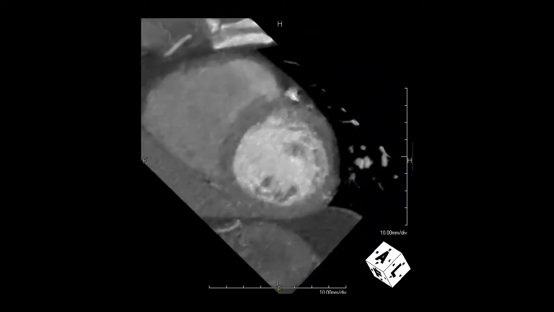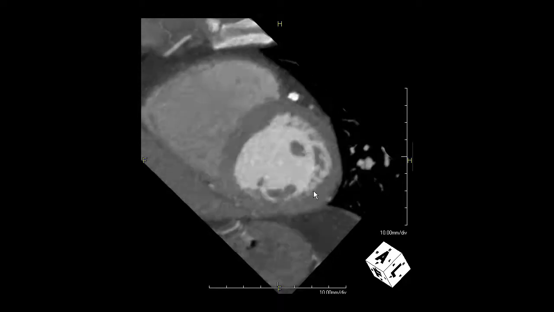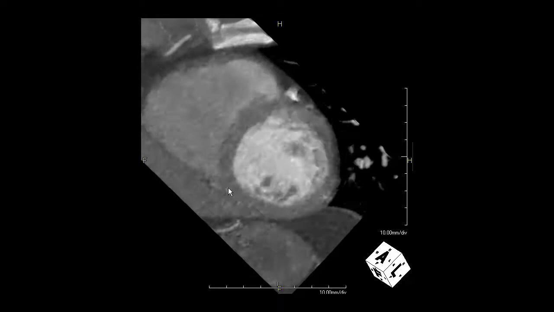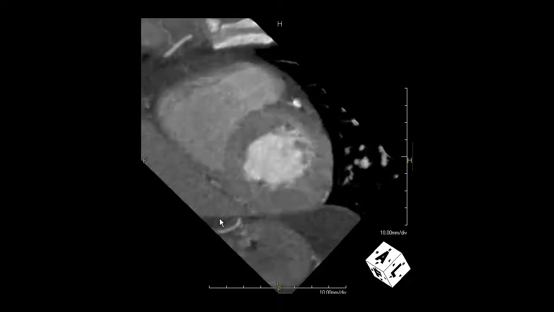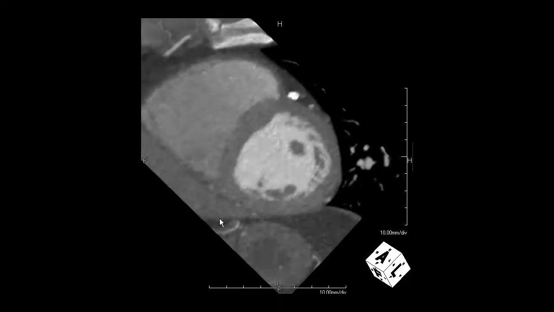Here is the short axis, septum, anterior wall, lateral wall, inferior wall. Wall thicknesses and wall thickening appears to be normal. The ejection fraction is in the normal range.